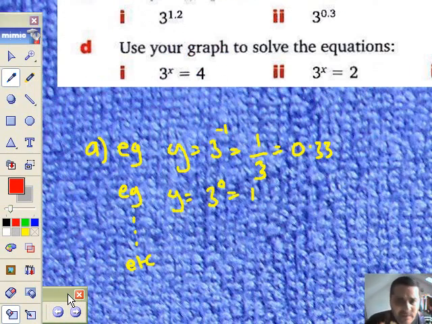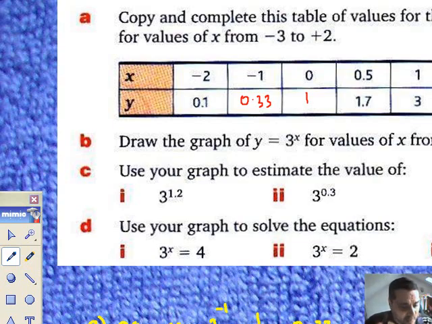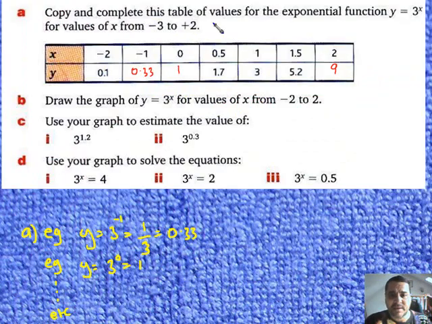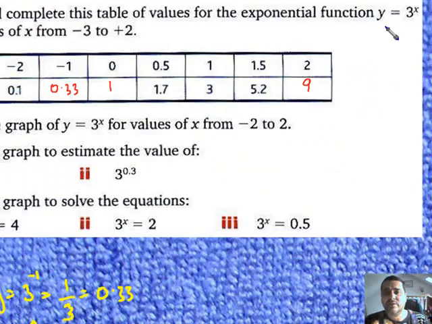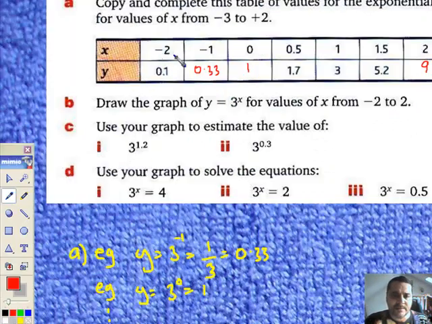Question 2 is longer. They actually want us to draw a graph, but again, as usual in this topic, it takes so long that I've prepared the graphs anyway. It says, question 2, copy and complete the table of values for the exponential graph y equals 3 to the power of x, and we go from -3 to 2. So here we go. 3 to the power of -2 is 0.1, 3 to the power of -1 is 0.3 recurring. So let me just show you how I did that one, for example. Well, I've got y equals 3 to the power of -1. There's the -1 right there.